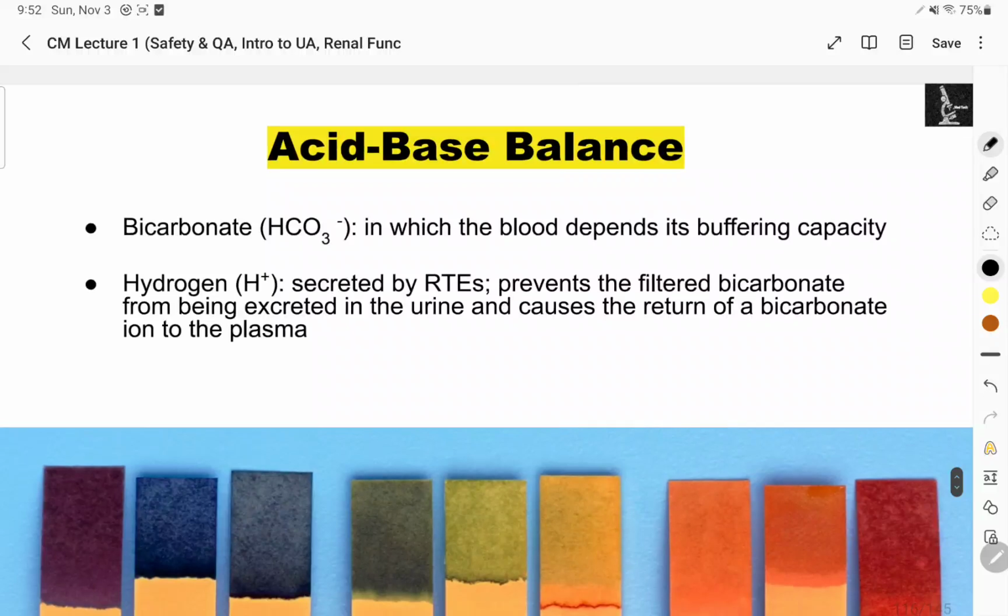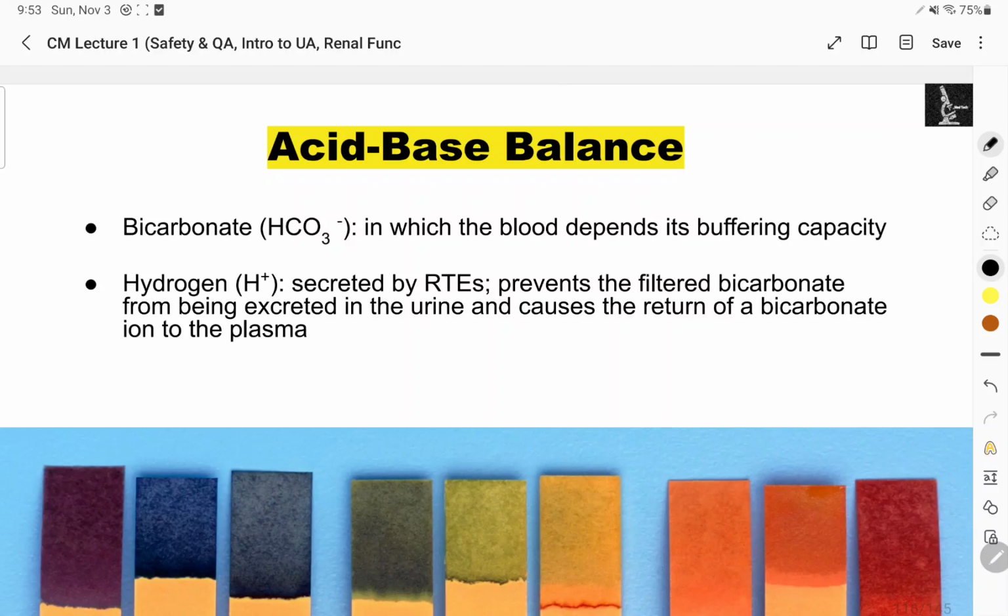So for acid-base balance, bicarbonate, your HCO3 negative, is the major buffer of our body. So the blood depends on its buffering capacity. Okay, bicarbonate. Also your hydrogen ions are secreted by your renal tubular epithelial cells. Your RTEs, by the way, are the epithelial cells that line your tubules. So your RTEs will secrete hydrogen, and because of the hydrogen secreted by your RTEs, it prevents the loss of the filtered bicarbonate. The bicarbonate is filtered in the glomerulus.